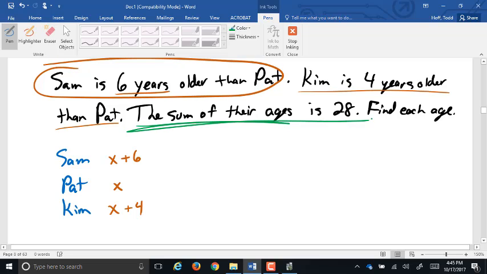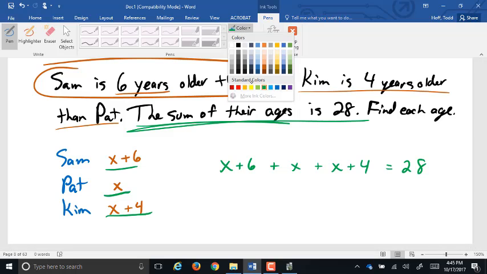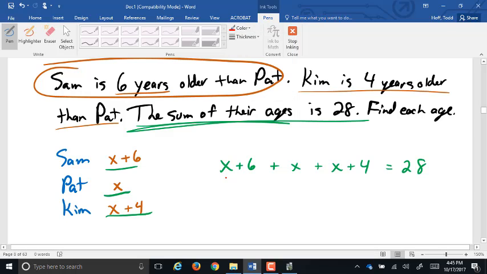So now the sum of their ages is 28. So Sam, which is X plus 6, plus Pat, which is X, plus Kim, which is X plus 4, has to add up to 28. Now we can combine these to get X, X, and X makes 3X. 6 and 4 makes 10, and that equals 28.